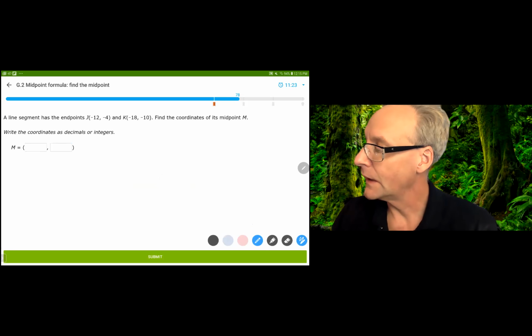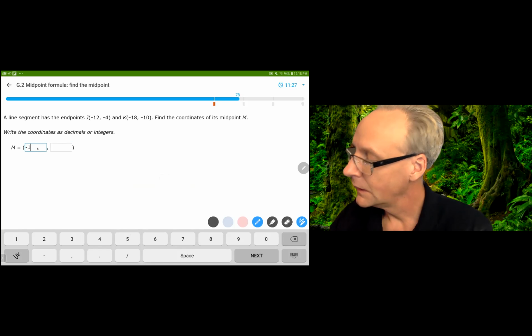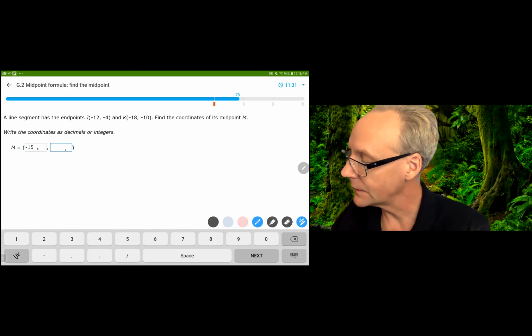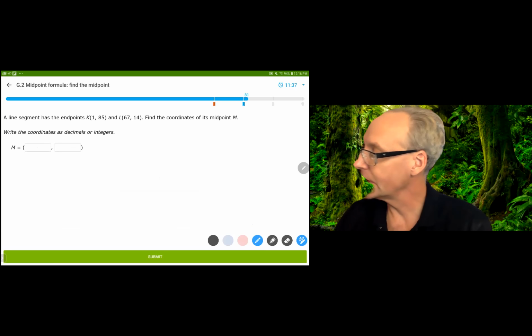In this one, looks like I get negative 15 because negative 30 divided by 2 is negative 15, and negative 7 for my y value. Remember, I'm just adding them together and dividing by 2. I'm just going to keep putting the numbers in.